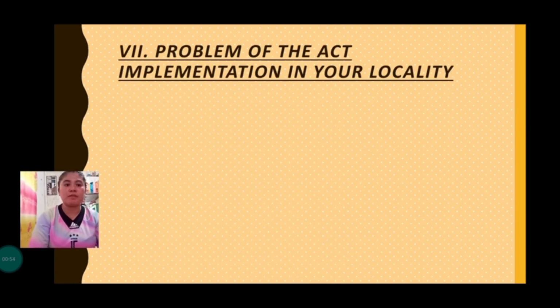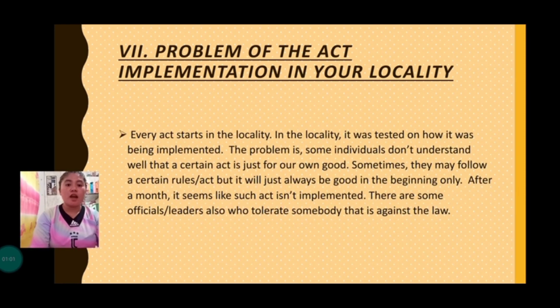And then the problem of the act implementation in your locality. Every act starts in the locality, and the locality is where it is tested on how it is being implemented. And the problem is some individuals don't understand well that a certain act is just for our own good. Sometimes they may follow a certain rule or act, but it will always be good in the beginning only. And then after a month, it seems like the act isn't implemented. It is followed in the beginning, and then after a long time, it disappears again. And there are some officials or leaders also who tolerate somebody that is against the law.